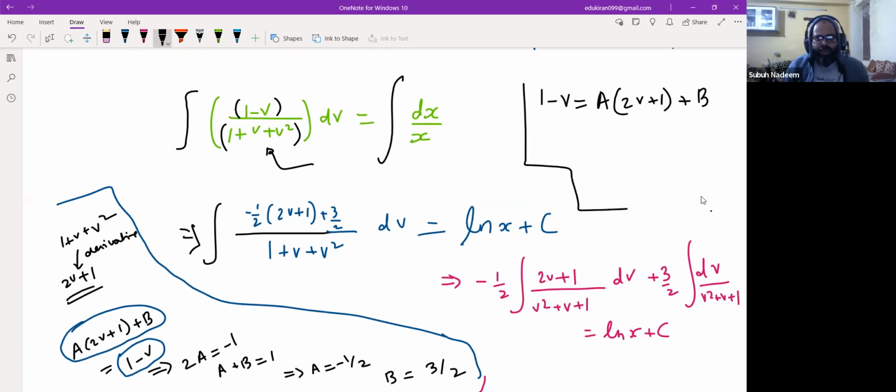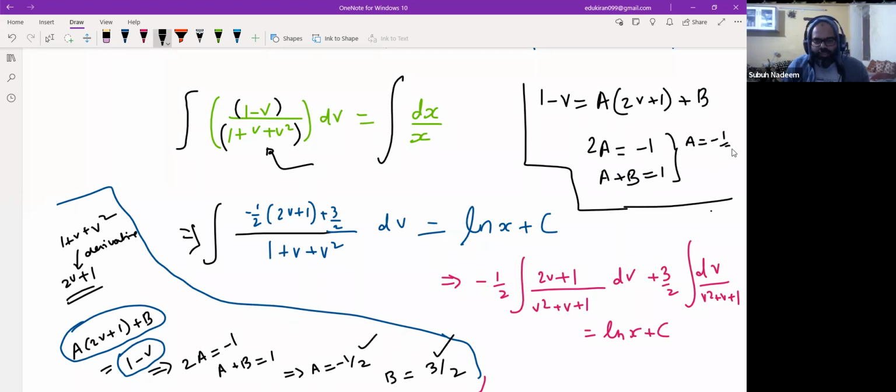Now suitable values of a and b can be found by equating the coefficients. That is, 2a is equal to minus 1 if you equate the coefficient of v, and a plus b, the constant, is equal to 1. On solving, we got minus half and 3 by 2. So if you take a as minus half and b as 3 by 2, you can write 1 minus v as minus half (2v plus 1) plus 3 by 2. Nothing wrong in that. If you simplify again, you will get 1 minus v. So you can write it like that.